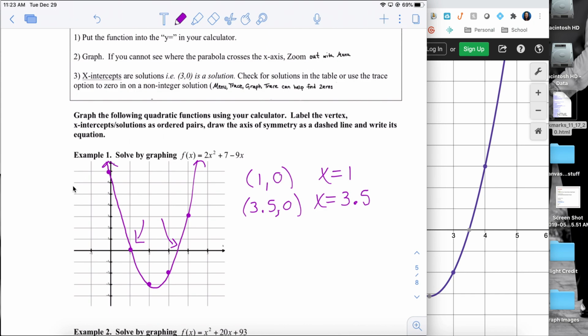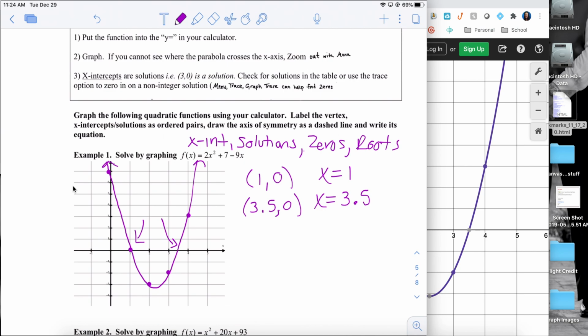We call them solutions. Let me write a couple words up here. We call them x-intercepts. We can call them solutions. We can call them zeros. And we can call them roots. All of those things mean pretty much the same thing. They are asking you, where does it cross the x-axis?